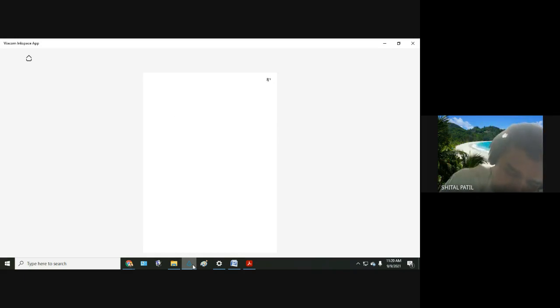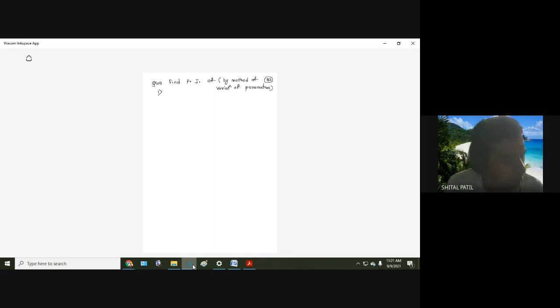So we'll start with examples. Find, write with me, the particular integral of, in brackets, by the method of variation of parameters. First example: D square plus 1 y equal to cosec x.